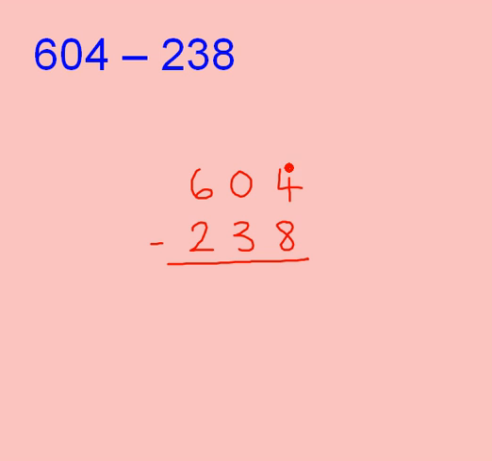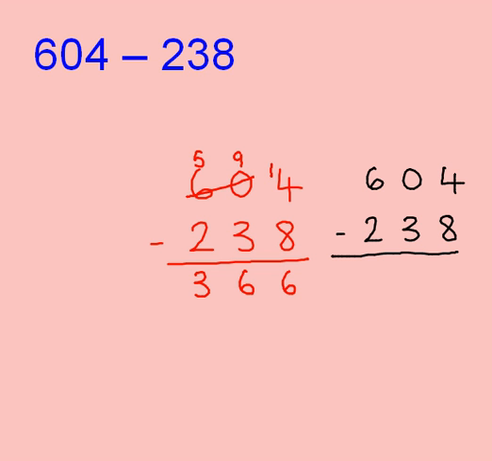Now 4 take away 8 gives us a problem. I want to borrow, but there's nothing here to borrow from. So instead, I'm going to borrow from the 60. The 60 becomes 59, and the 1 that I've borrowed goes here. I now have 14 take away 8, and that is 6. 9 take away 3 is 6, and 5 take away 2 is 3. So the answer is 366.